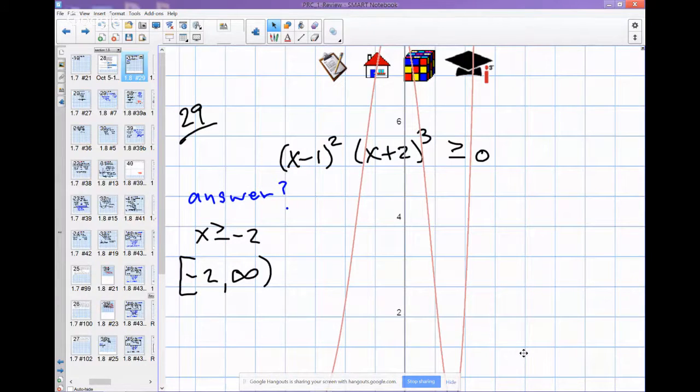We have x minus 1 times x minus 1 times x plus 2 times x plus 2 times x plus 2. And before we deal with the greater than or equal to that's in the problem, let's find the crossing points, which, by the way, the book calls critical numbers.